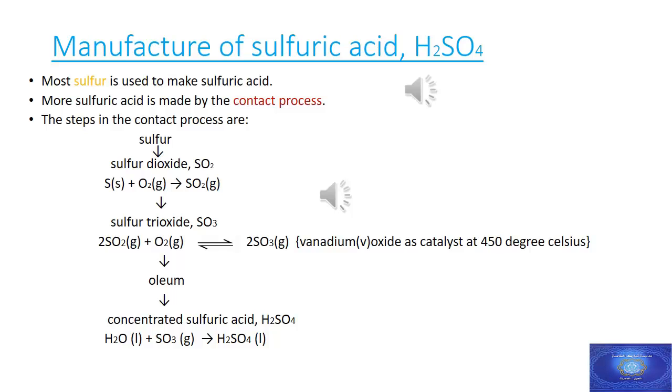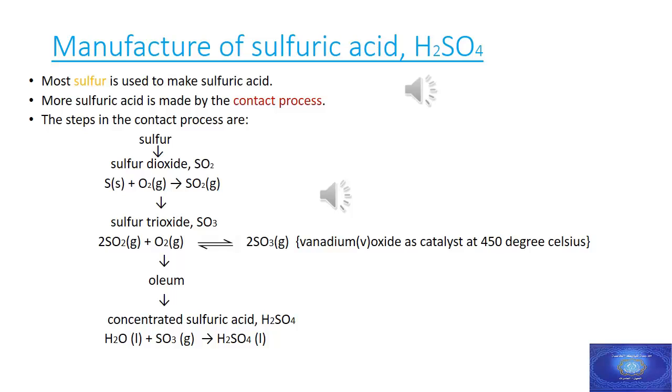So the mixture is passed over 4 separate beds of catalyst to give the reactants further chances to react. Then in step 4, it is dissolved in concentrated sulfuric acid. What is dissolved in the concentrated sulfuric acid? Sulfur trioxide. And what is formed? A thick fuming liquid called oleum. Oleum is formed in step 4.